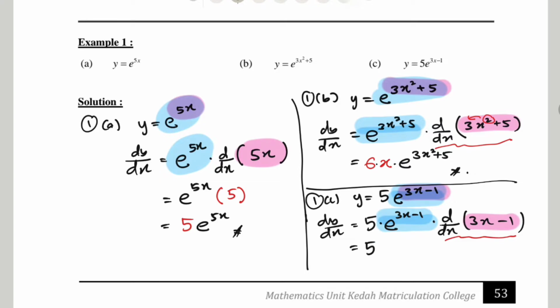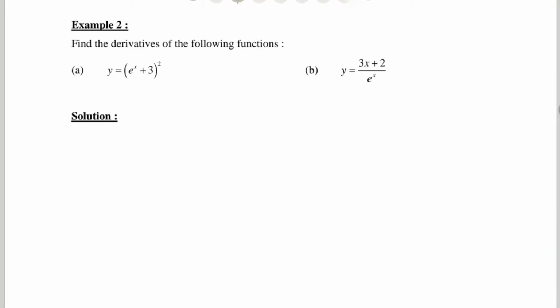So 3 is just a number. I'm going to write it in front together with the number 5, because I know that eventually I will multiply 5 with 3. So what is the answer? 5 times 3 is 15, multiplied with e to the power of 3x minus 1. And that's your final answer.